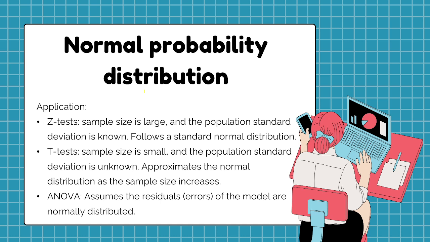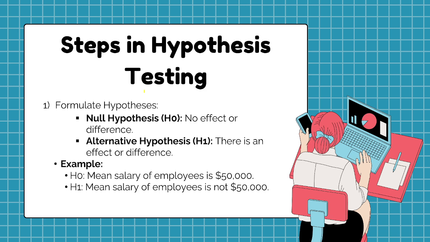So we can consider there is some approximation to the normal distribution as the sample size increases. Okay, for the analysis of variance, we will assume that the residuals, in other words, the error of the model, are normally distributed. Okay, this is the summarized steps in the hypothesis testing.